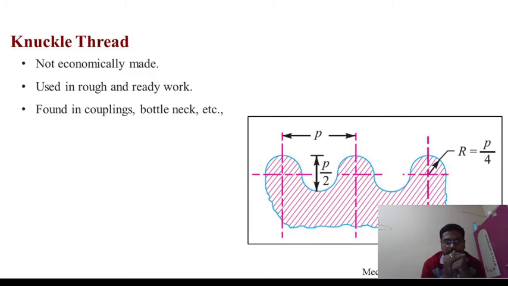What are the advantages? It is not made economically; the only purpose of using it is better results, and it is used for rough and ready work. So you can use this type of thread anytime, anywhere, and it is found in couplings, bottlenecks, etc. This is the knuckle thread.